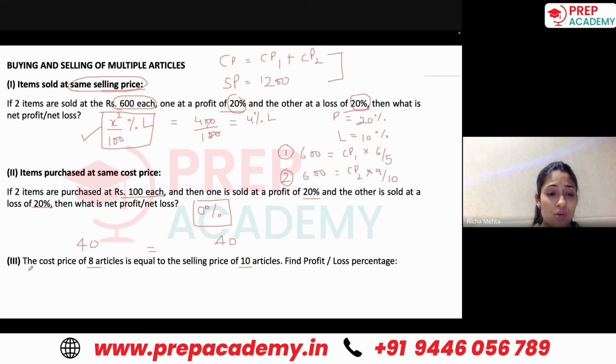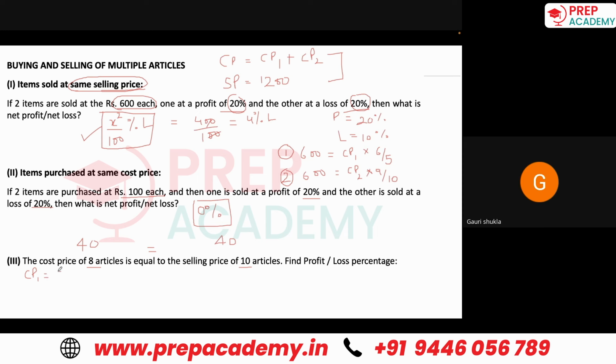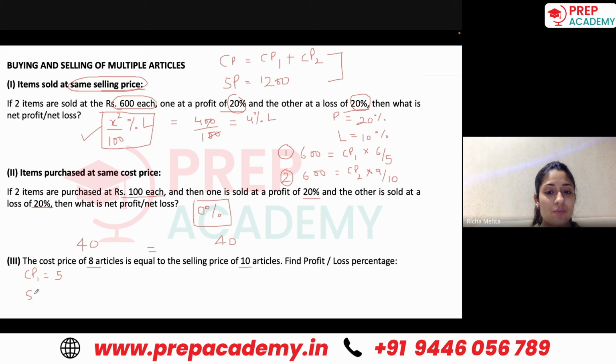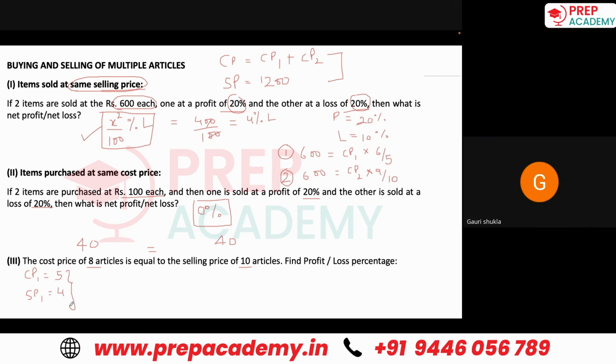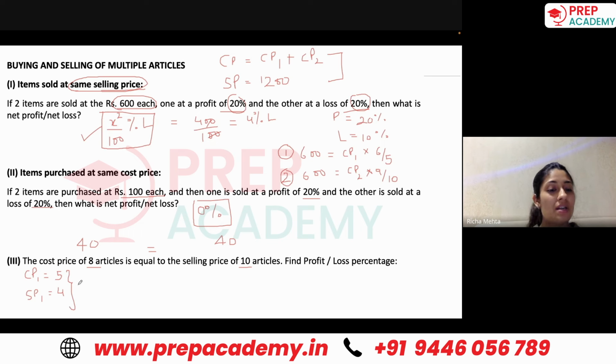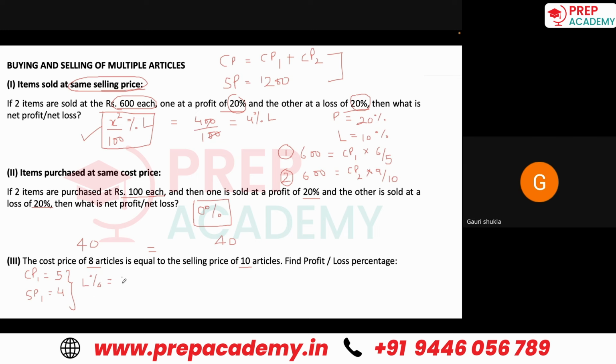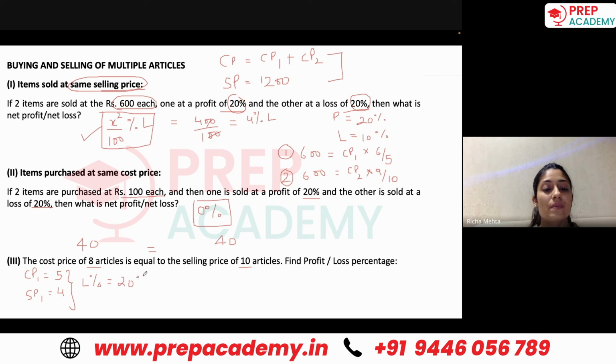So what will be the cost price of one article? 5. And what will be the selling price of one article? 4. So now I have brought both the cost price and selling price to one article. So now can I compare this? Yes. So what will be your loss percentage? Clearly it's a loss. What will be your loss percentage? 1 by 5 into 100, which is 20. Clear with this method?